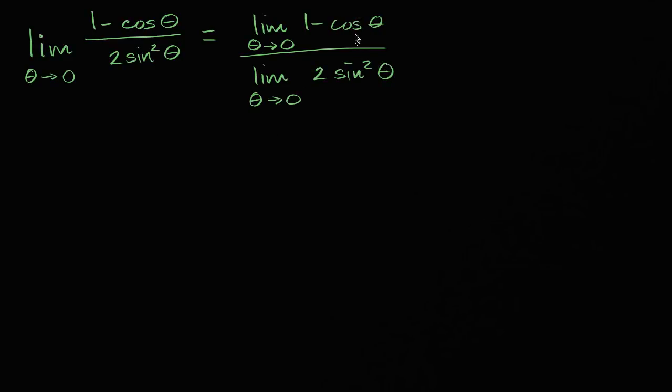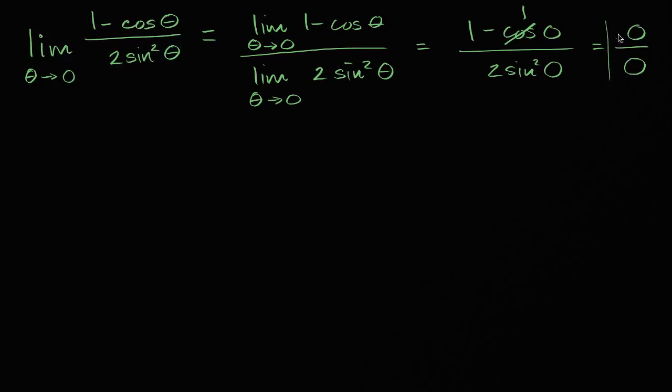Now, both of these expressions, which could be used to define a function, would be continuous if you graphed them. They'd be continuous at theta equals 0. So the limit is going to be the same thing as just evaluating them at theta equals 0. So this is going to be equal to 1 minus cosine of 0 over 2 sine squared of 0. Now, cosine of 0 is 1, and 1 minus 1 is 0, and sine of 0 is 0, and you square it, you still got 0, and you multiply it times 2, you still got 0. So you got 0 over 0.